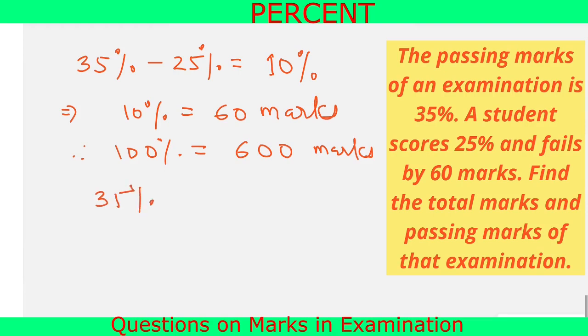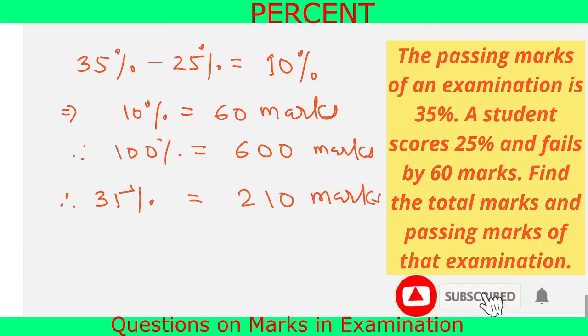So 35%: 10% is 60, 30% will be 180, and half of 10%, that is 5%, is 30 marks. So 30% plus 5% is 35%, and that will be 180 plus 30 is 210 marks. This way you can calculate the percent orally. The total marks are 600 marks and passing marks are 210 marks.